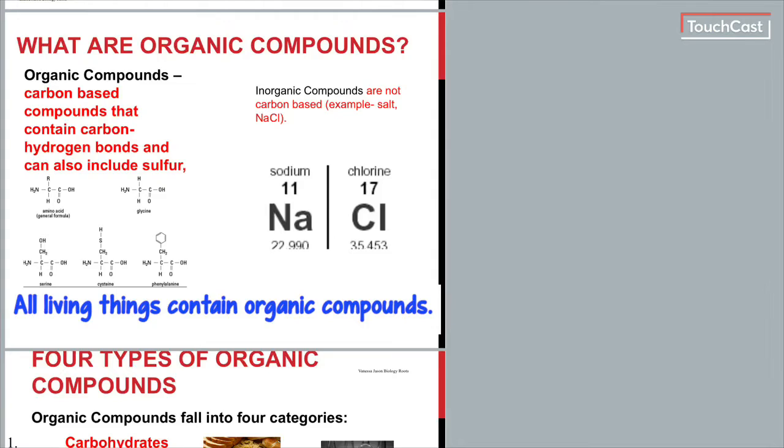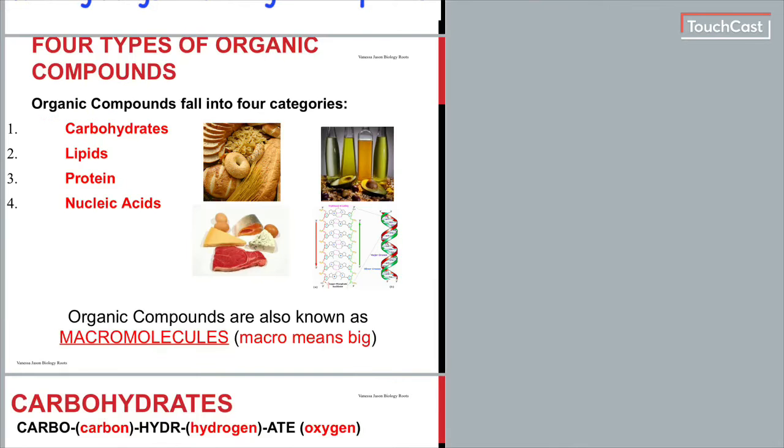So we're going to begin this conversation by identifying the idea of organic compounds. Organic compounds are carbon-based compounds that contain carbon-hydrogen bonds and can also include sulfur. We also have inorganic compounds, and they are not carbon-based. For example, salt. Salt has sodium and chlorine. Neither of those are carbon, which makes it an inorganic compound. But all living things contain organic compounds.